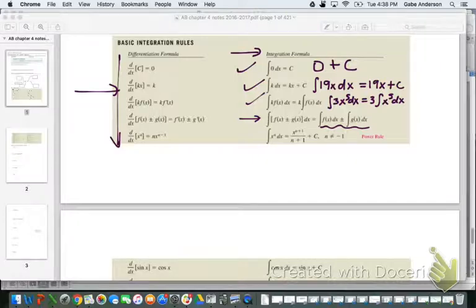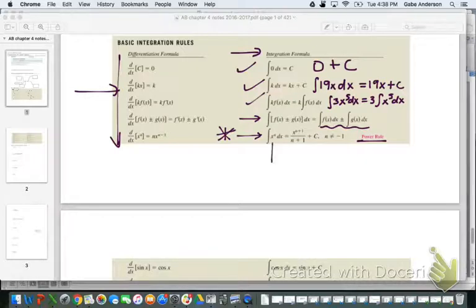Okay, and then the last one in this section is the one that is most commonly used. I would say you'll use this more than any other rule, or at least as much as any other rule. This is the power rule for integrals, and hopefully this makes a lot of sense when you compare it to the power rule for derivatives.